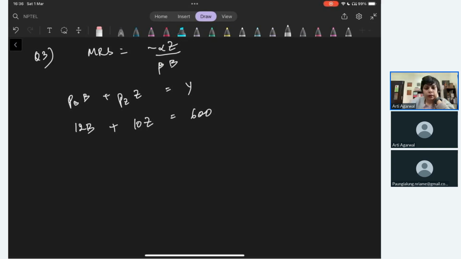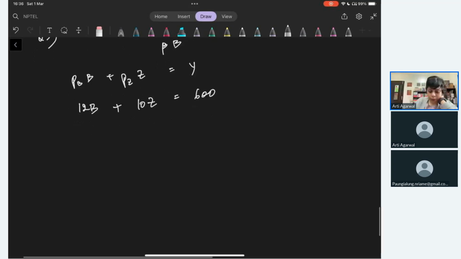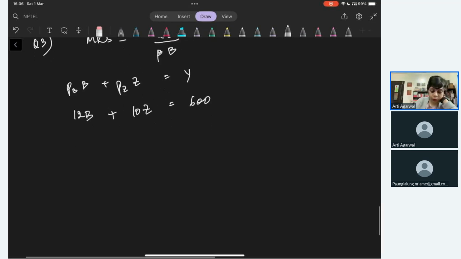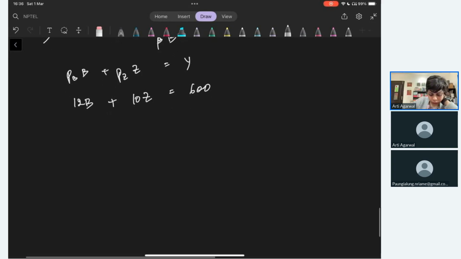Now we can solve for it if you want. You can solve for it, but otherwise, let's just do it the simple way. We can find the MRS equal to MRT relation. MRS we already know. MRT is what is the price given to us? 10 and 12, right? So MRT is, sorry, just give me one moment.